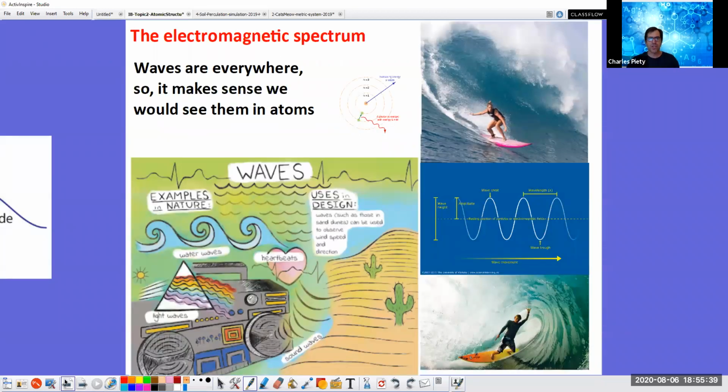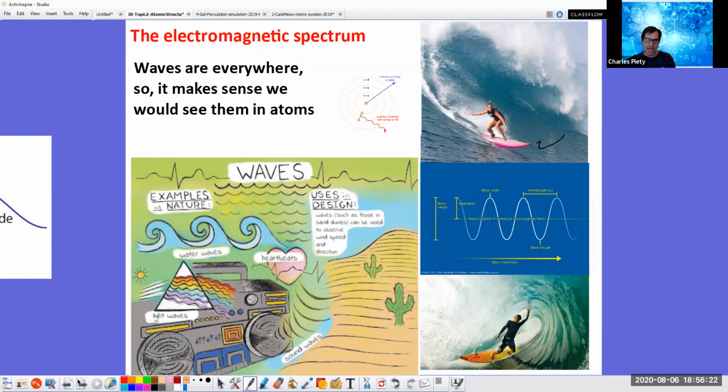Okay, let's talk for a second about the electromagnetic spectrum and about waves in general. Whether you're in a chemistry class, whether you're at the beach surfing, I hope some of you made it to the beach this crazy summer, or whether you're listening to radios, you're on your computer, listening to music, waves, right? Waves are everywhere. And so it makes sense in a way that waves would be reflected in atoms. Think about that for a second. Waves are ubiquitous in nature, which means they're everywhere.